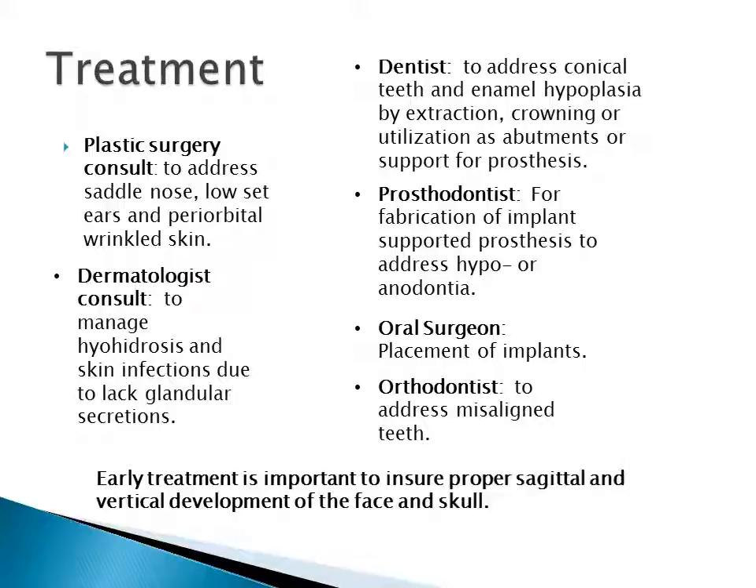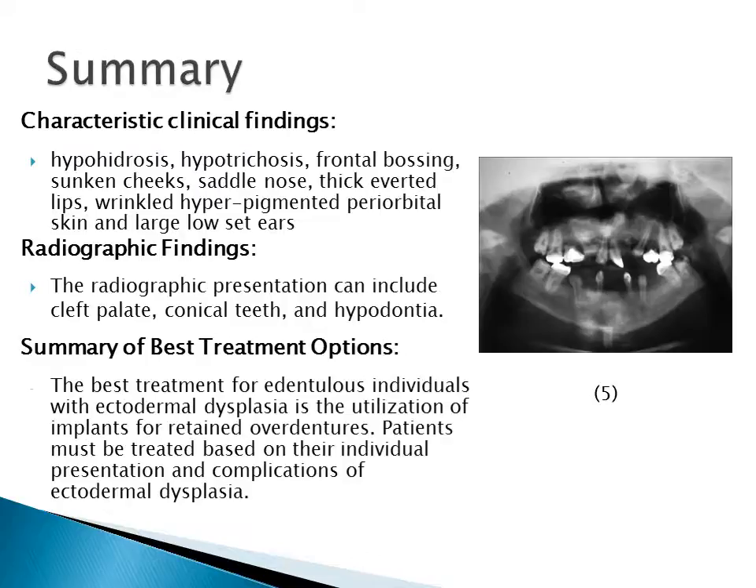A prosthodontist may be consulted for fabrication of implant-supported prostheses to address hypodontia or anodontia. Oral surgeons may be consulted for the placement of implants. An orthodontist may be consulted to address misaligned teeth. In all cases, early treatment is important to ensure proper sagittal and vertical development of the face and skull.